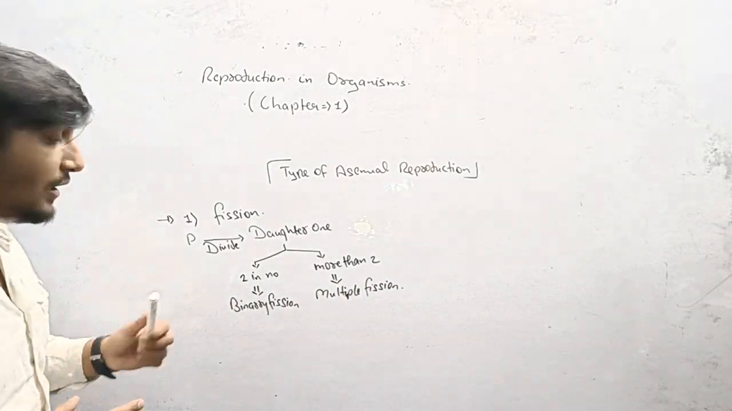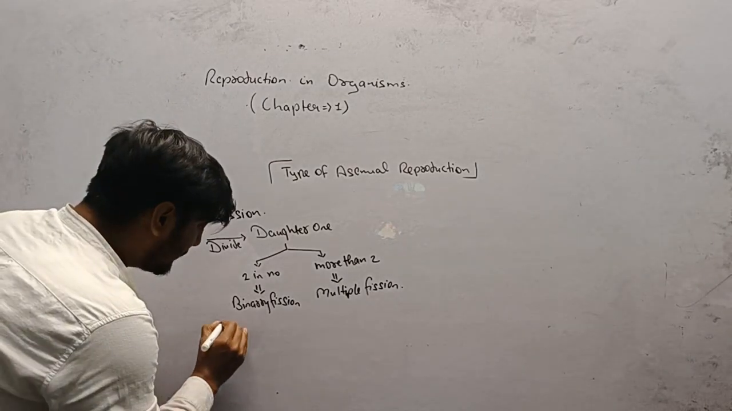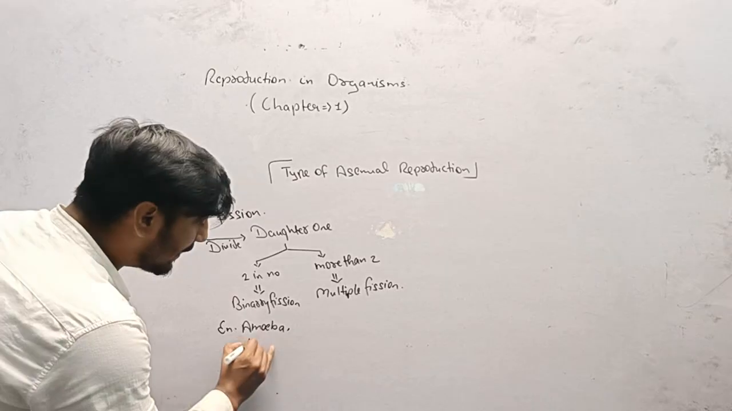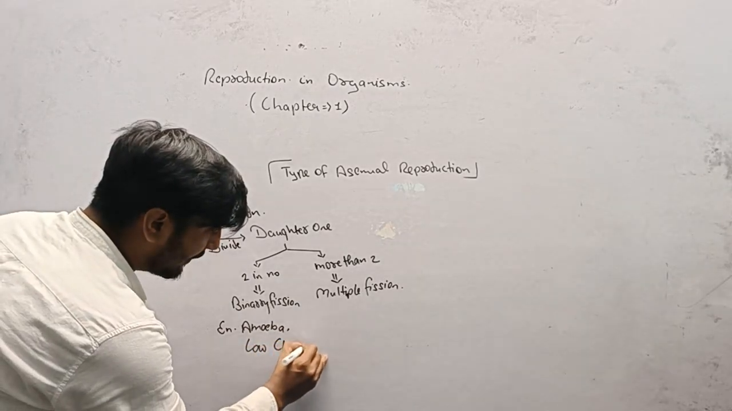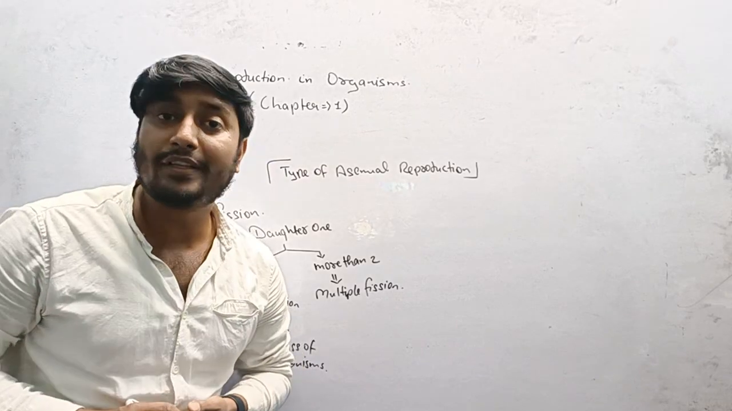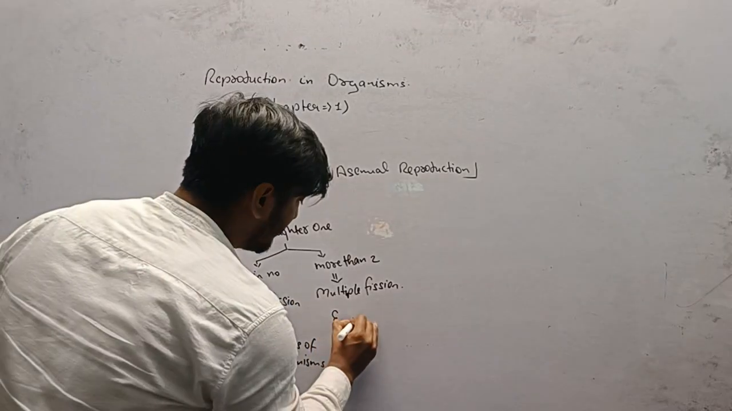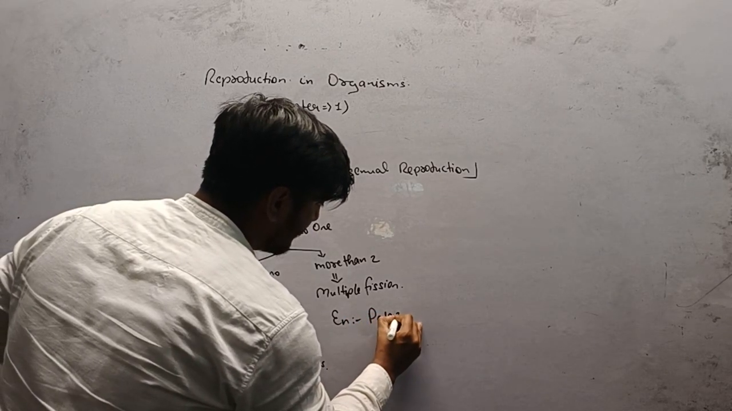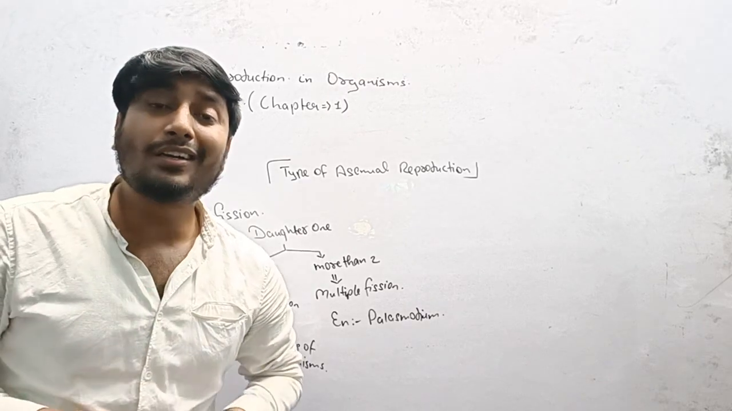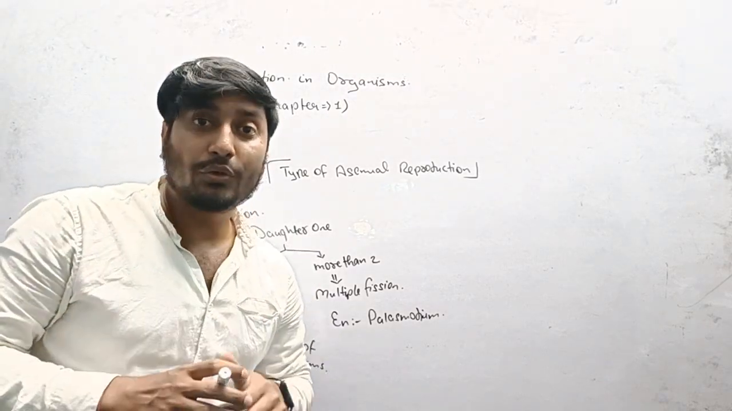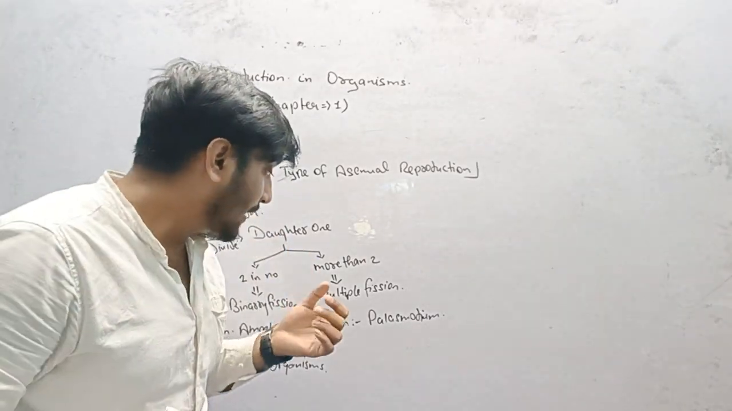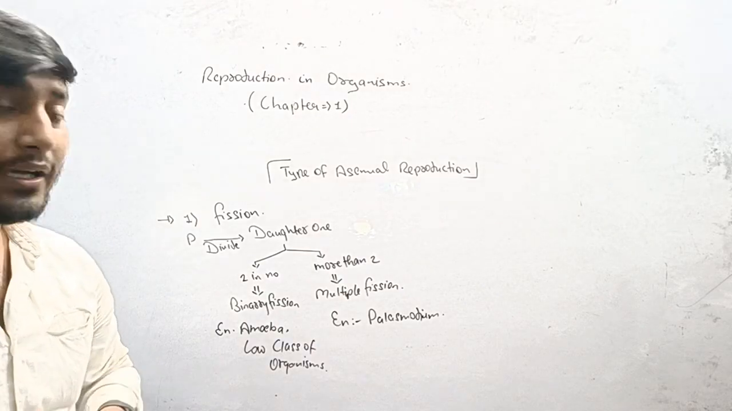The example of binary fission is seen in the amoeba, or lower classes of organisms. But multiple fission is seen in the plasmodium. Plasmodium formation occurs in the reproductive cycle of the mosquito. The mosquito produces a number of offspring by the process of multiple fission, right? So this whole process is termed fission.